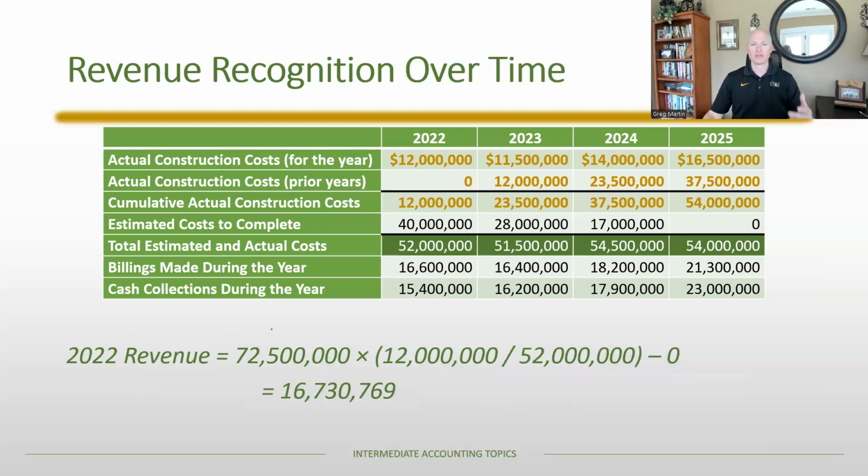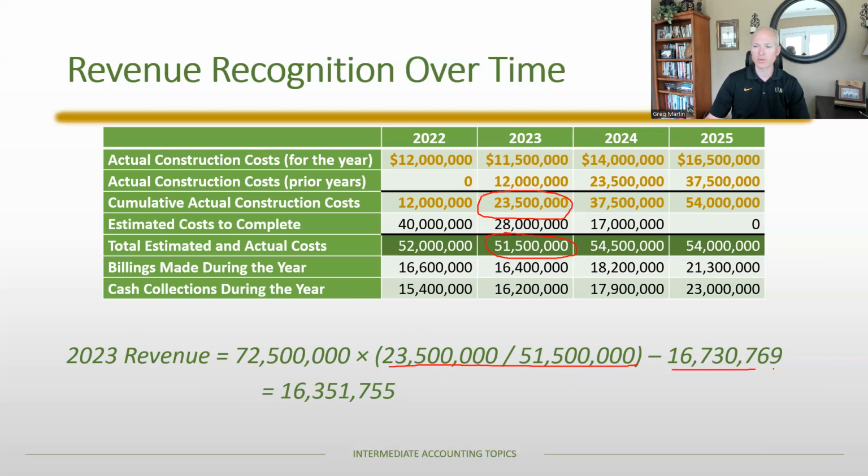And so in this case, 72.5, the ratio of the percent complete is 12 million over 52 million. It's the first year, so we don't have anything from a prior period to adjust for. And so the revenue for 2022 would be $16,730,769. Similarly, for 2023, now, of course, it's the same 72.5 million. That hasn't changed. But notice, though, of course, now our total costs are 23.5 million, and our total estimated cost is 51.5 million. So notice that the percentage ratio, of course, it should change, and it did.